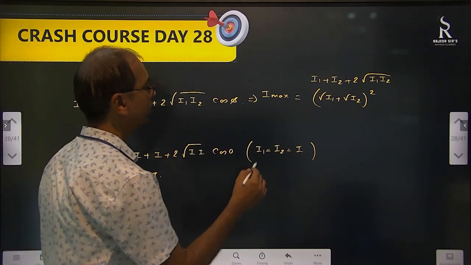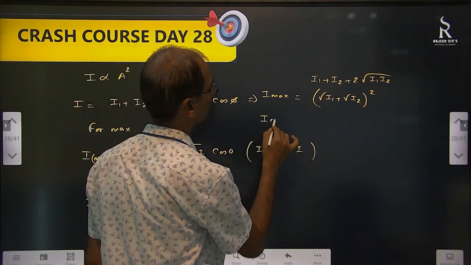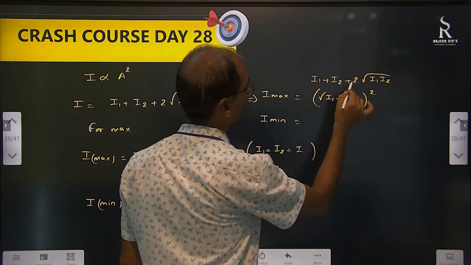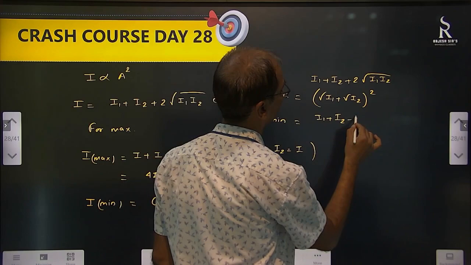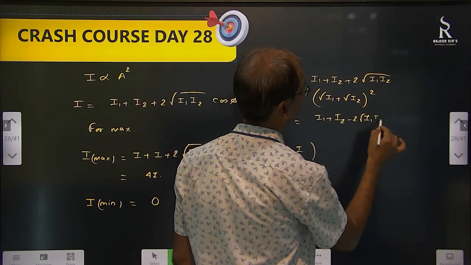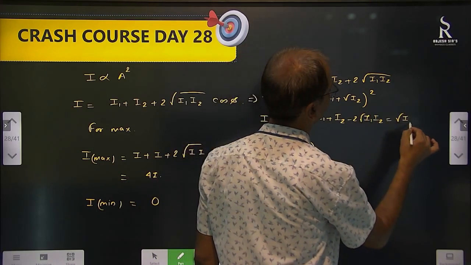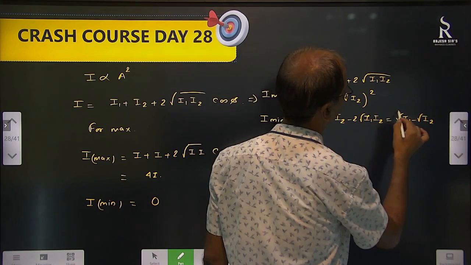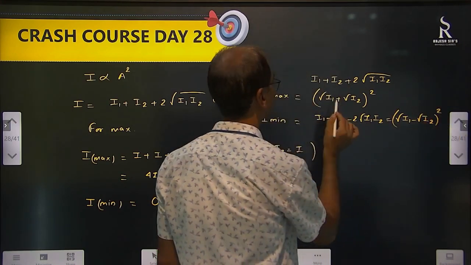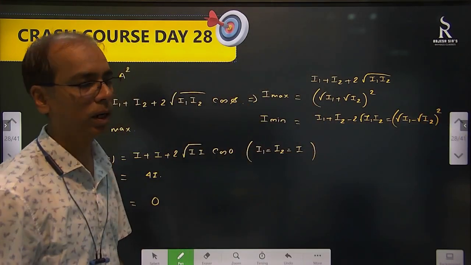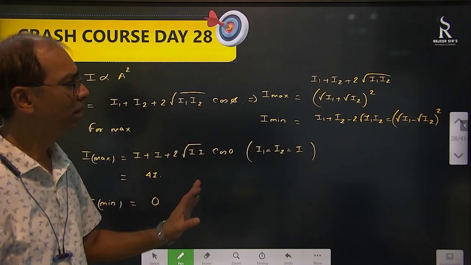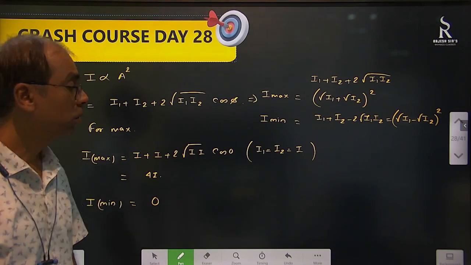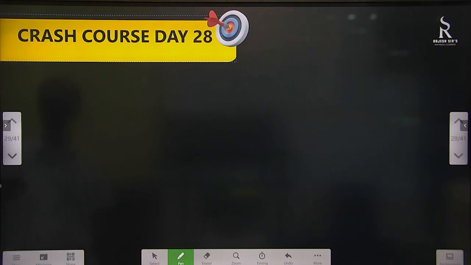Exactly the same way, I minimum. So for I minimum here it will be minus. So it will be I1 plus I2 minus 2 root over I1 I2. That means (root I1 minus root I2) whole square. So I maximum is (root I1 plus root I2) whole square. I minimum is (root I1 minus root I2) whole square. Maximum and minimum. Okay. So based on this itself, let us solve one question.